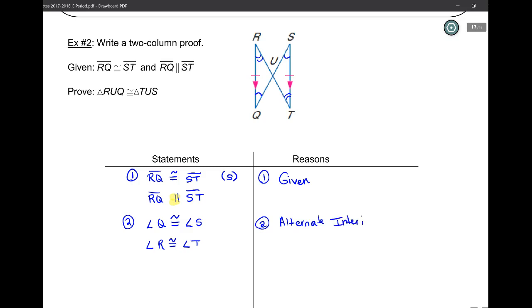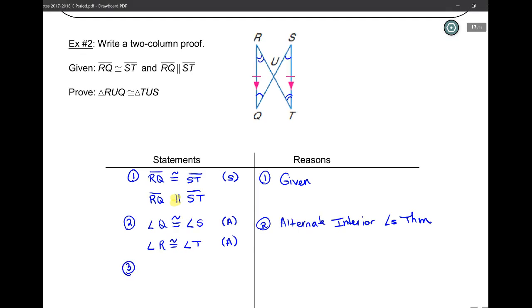is alternate interior angles theorem. And this gave us a pair of angles that are congruent. So I have my 3 pieces that I need. Again, I either need 2 angles and the included side, or two angles and the non-included side.